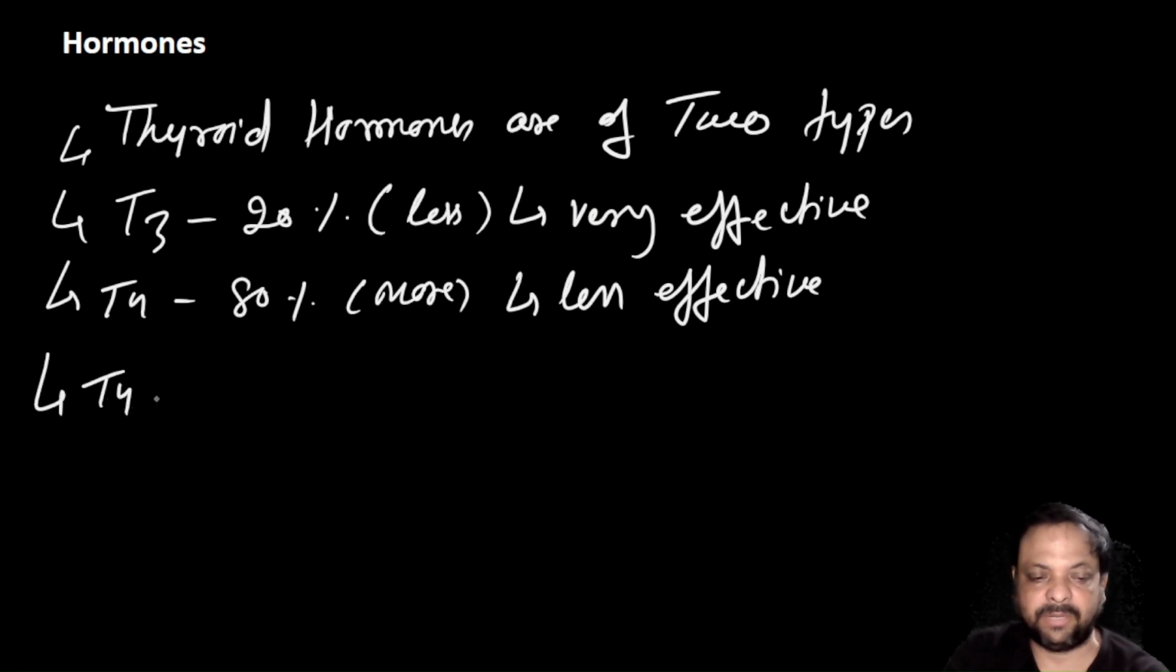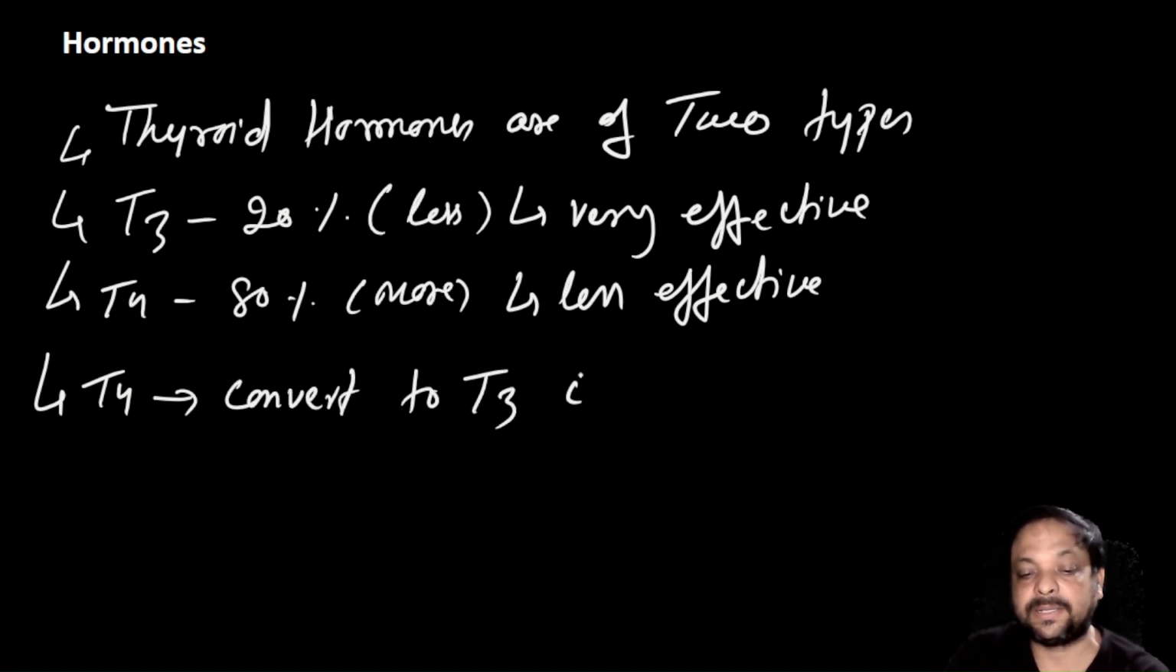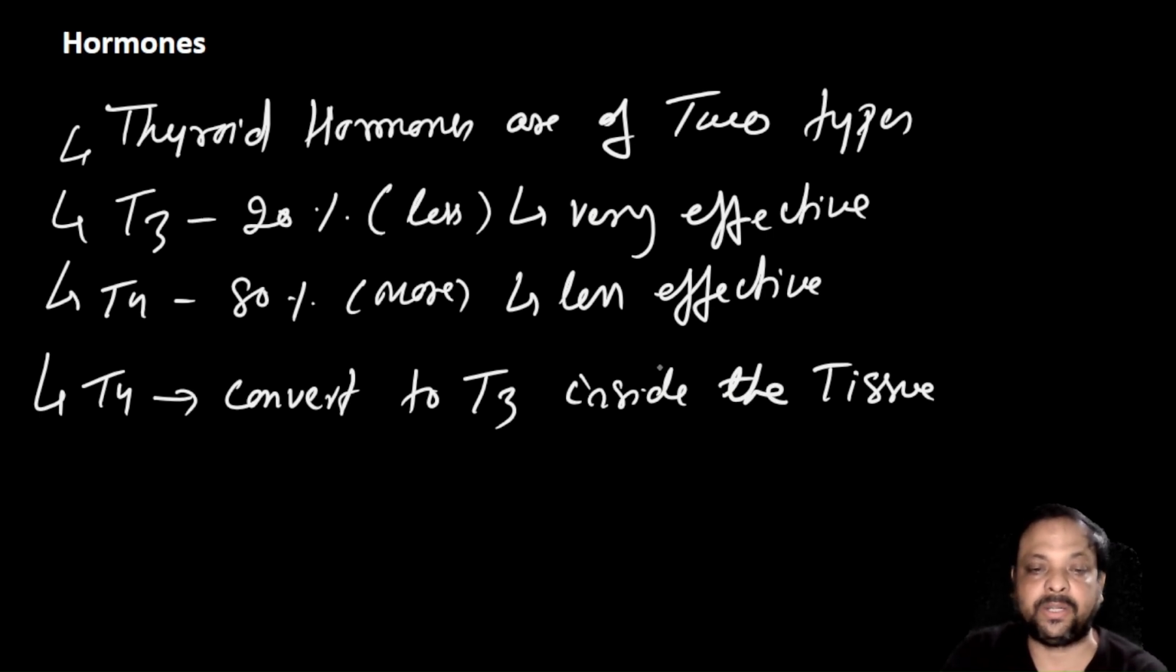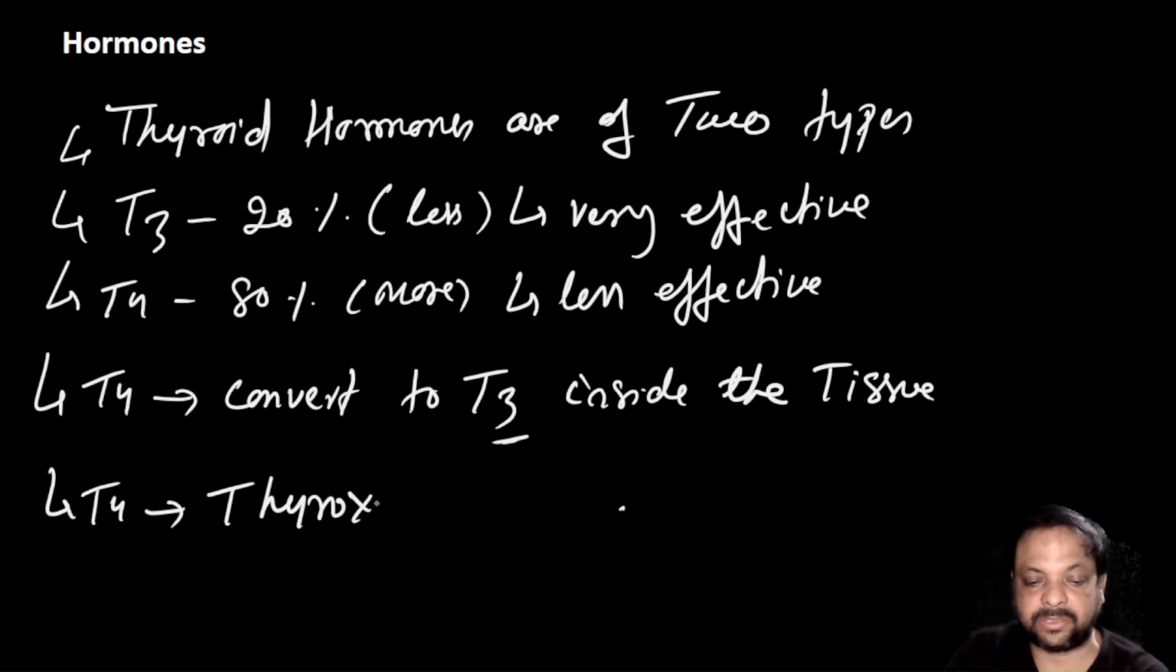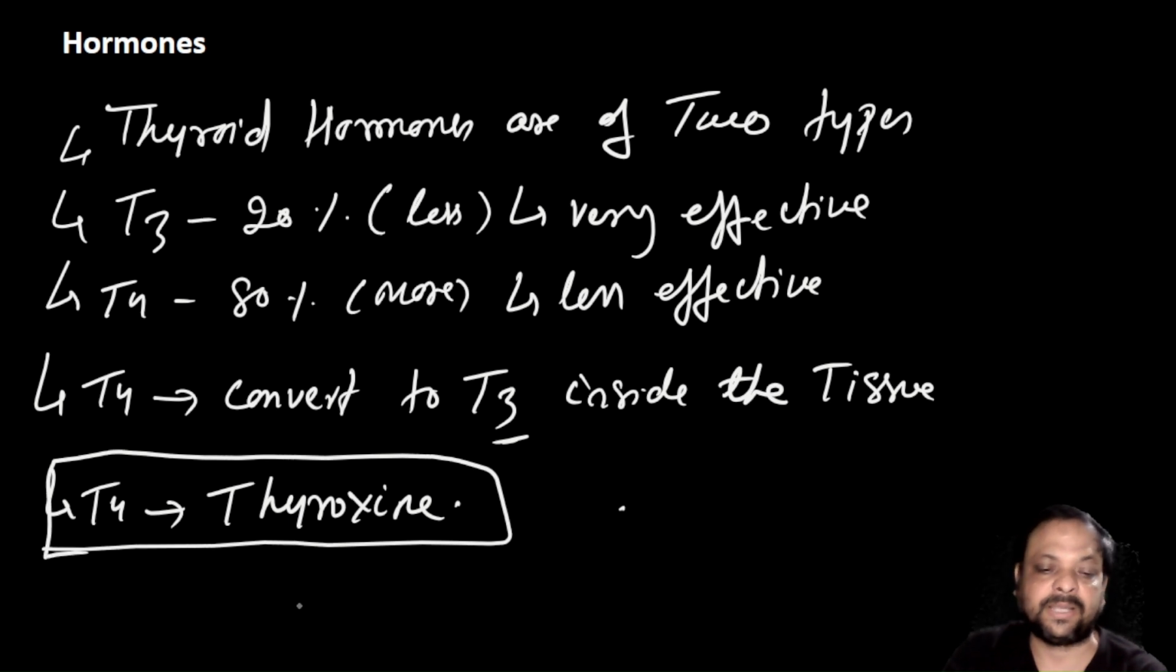So what happens is that T4 is converted to T3 inside the tissue. Got it? T4 is transported in the blood, and inside the tissue it is converted into T3 hormone, because T3 hormones are very effective and very active. Got it? And T4 is also called thyroxine hormone. The T4 is otherwise called thyroxine hormone.